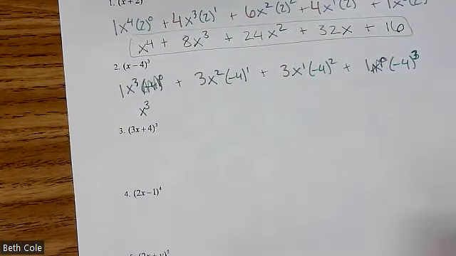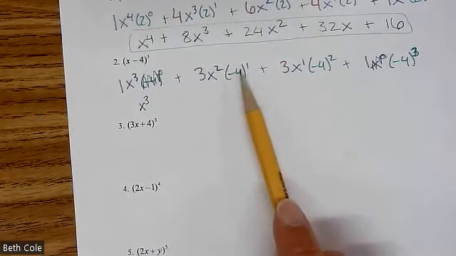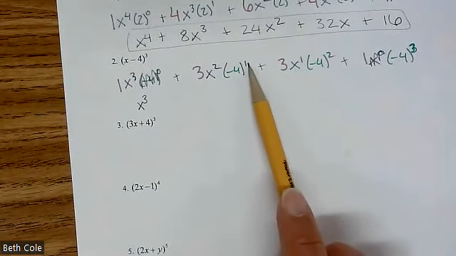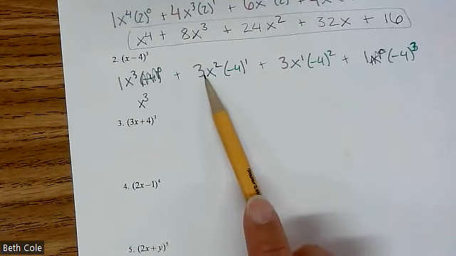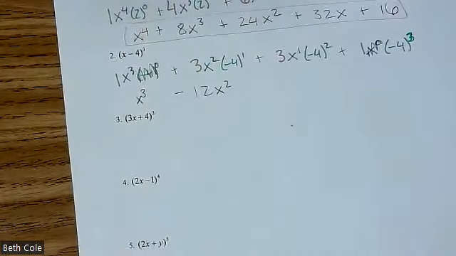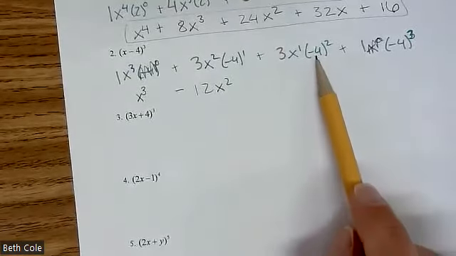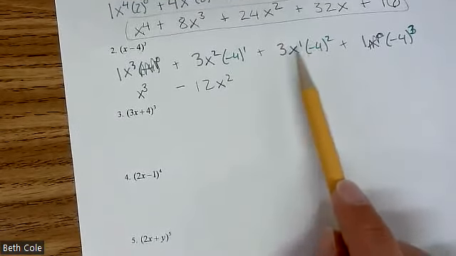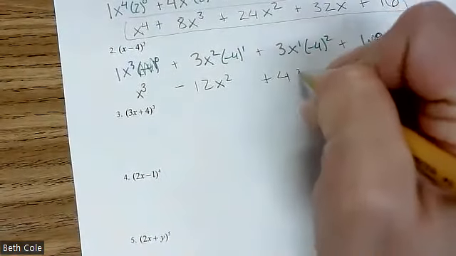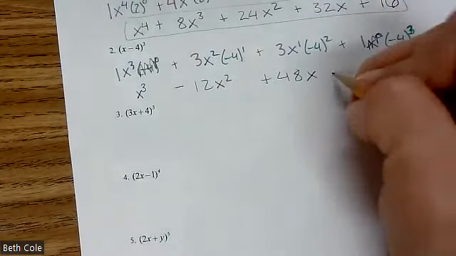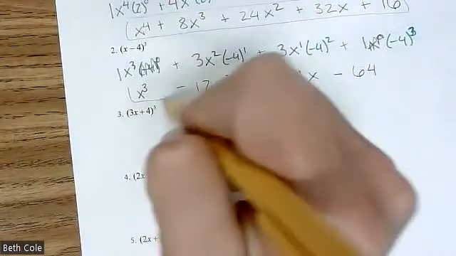We do exponents first. So look at -4 to the first. -4, good. Times 3, good. So -12x squared. -4 squared would be +16, good. Times 3, 48x, perfect. And then -4 cubed, good, -64. And that is your answer.